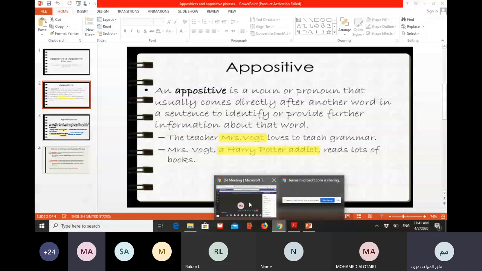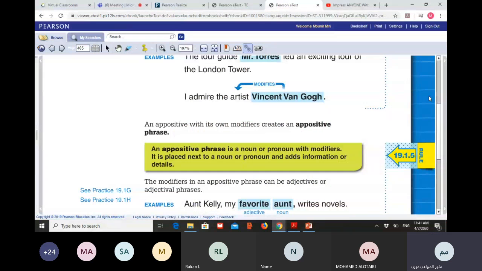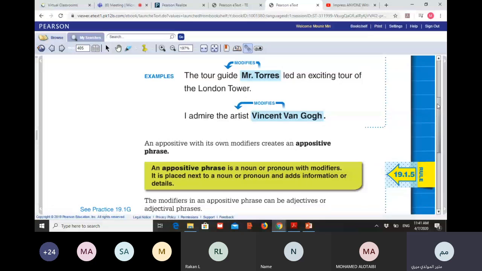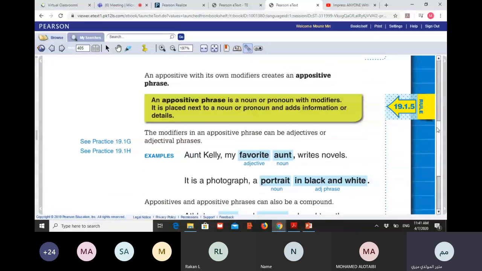Okay, so the only difference between them is that an appositive is a noun or pronoun that modifies another noun or pronoun, but the appositive phrase is a noun or pronoun with its modifiers, like we have in these examples. Abdul Majid, can you carry on reading?